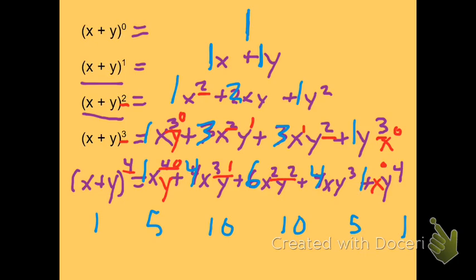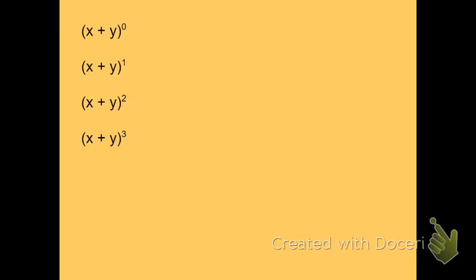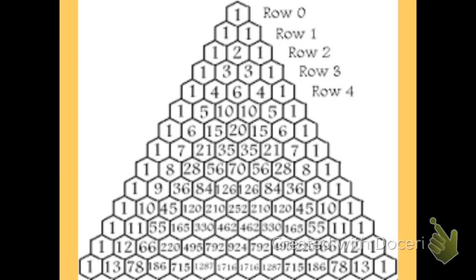Pascal's triangle is a triangle where the outer parts are all ones, and to get the next numbers, you add the two numbers directly above it. So 1 plus 1 is 2, 1 plus 2 is 3, 3 plus 3 is 6, 1 plus 3 is 4, 1 plus 4 is 5. On the next slide, we have Pascal's triangle, and you could keep doing this forever.